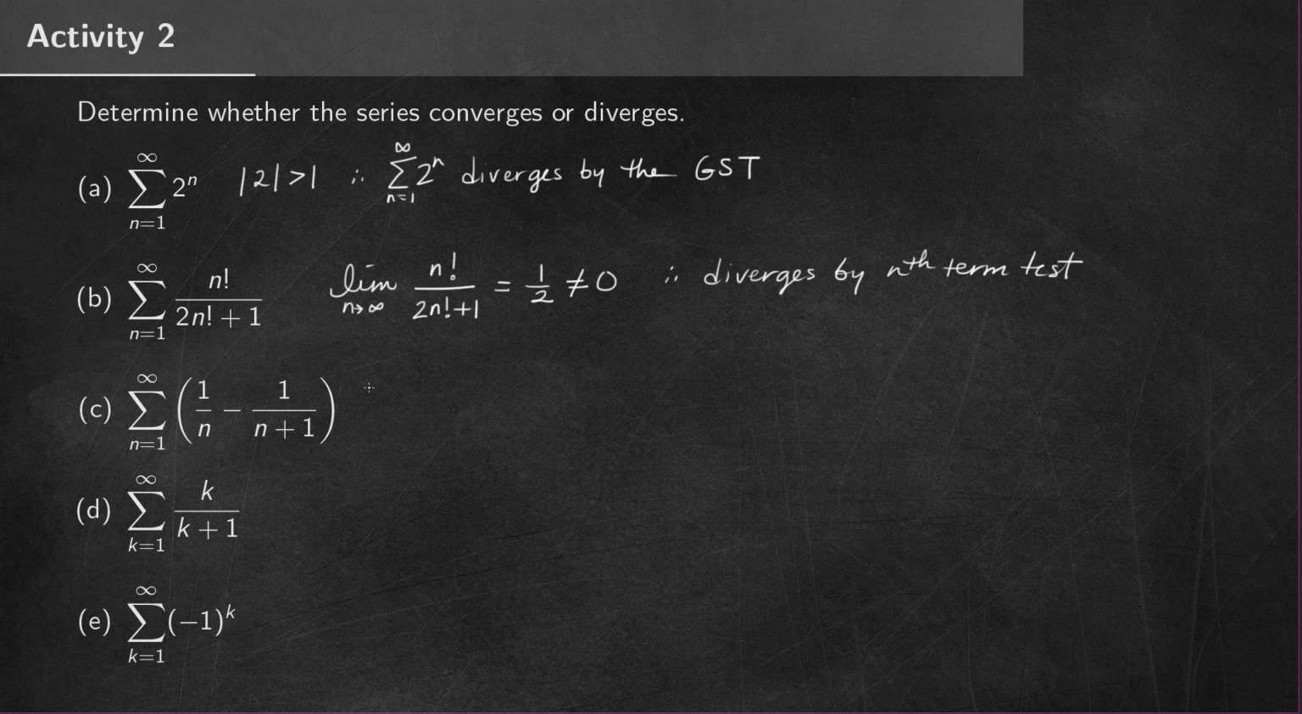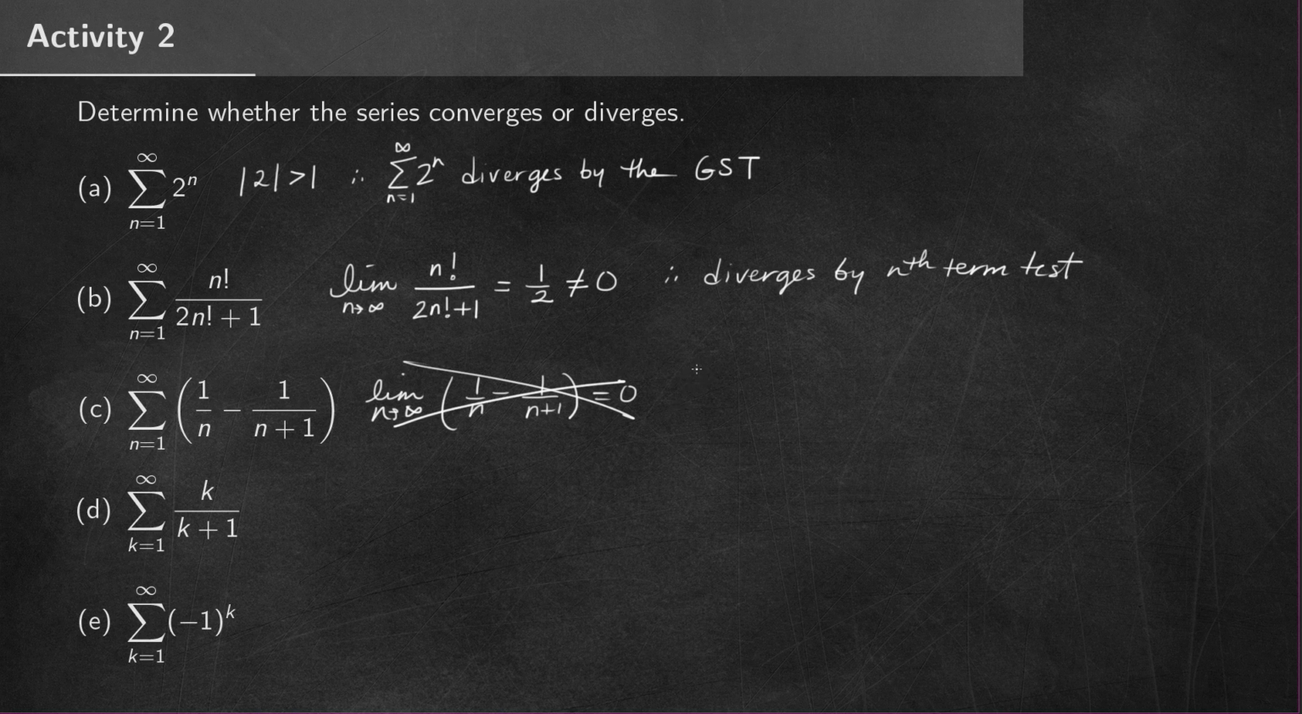The next one, if we try the nth term test, what is the limit as n approaches infinity of 1 over n minus 1 over n plus 1? Well, that limit is 0 minus 0 or 0. If you get 0, that tells you nothing about the convergence or divergence. It might converge, it might diverge. So this was not helpful at all. We have to try something else. Well, this looks like it's in the form of a telescoping series. So let's expand and see what happens.